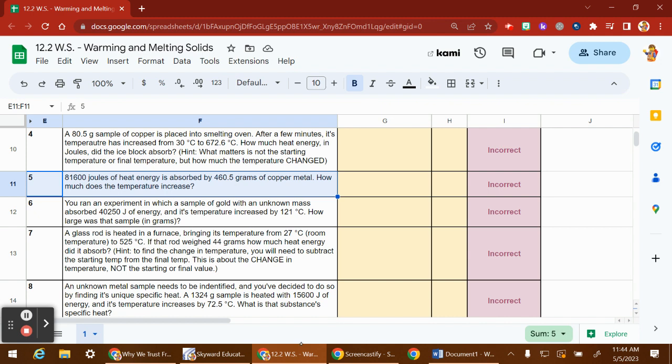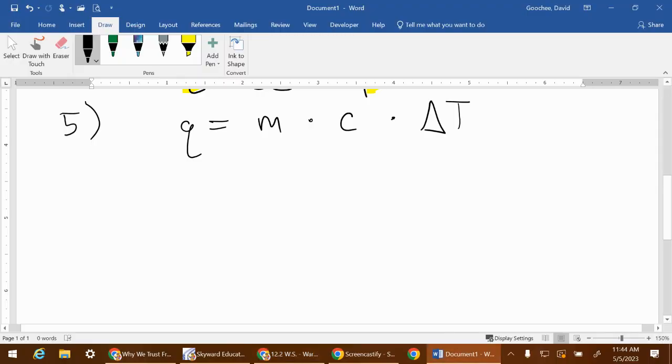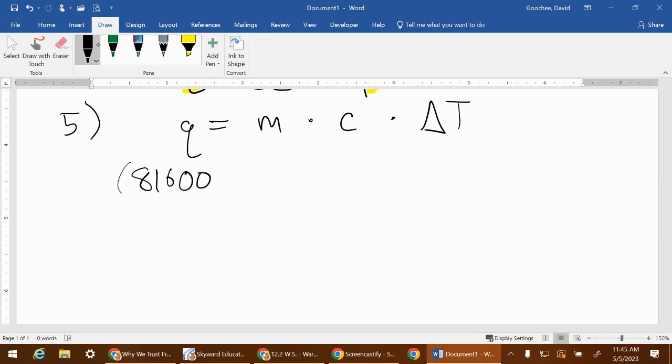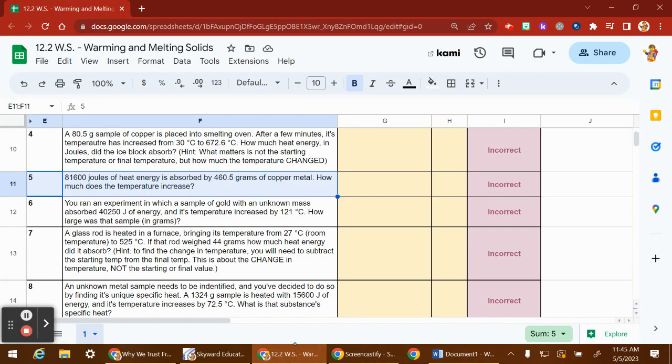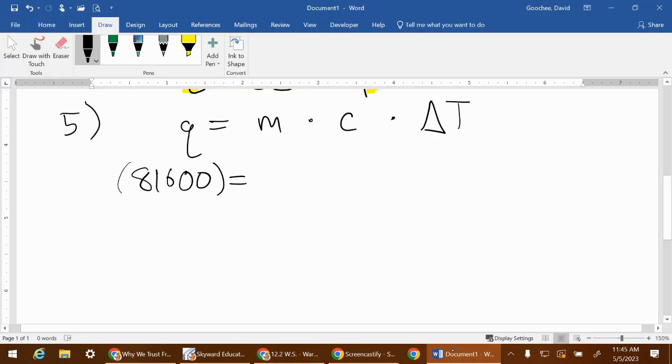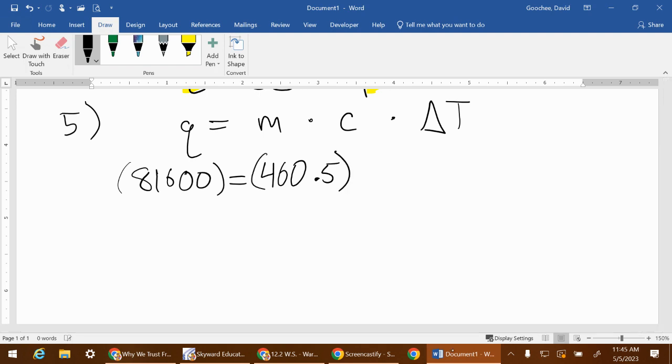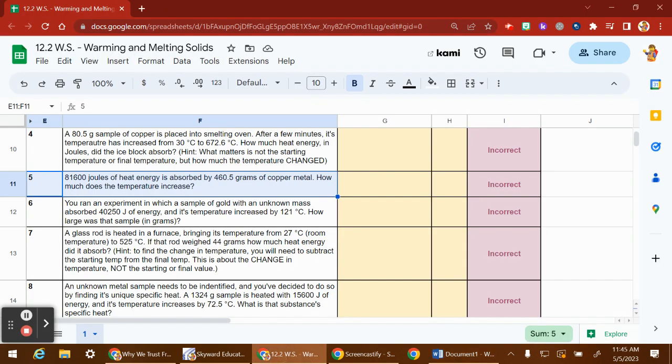Reading this, 81,600 joules of heat energy. So they've given us the heat energy, 81,600 joules. Let's see what else we can pull from this. Is absorbed by 460.5 grams of copper. Grams, that's mass. So the mass is 460.5.